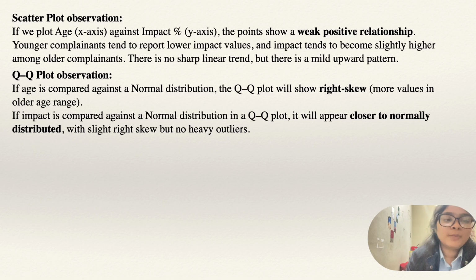While in the QQ observation, if age is compared against a normal distribution, the QQ plot will show right skew, that is, more values in the older age range. If impact is compared against a normal distribution in the QQ plot, it will appear closer to normally distributed with slight right skew and no heavy outliers. So this is all for the last question.